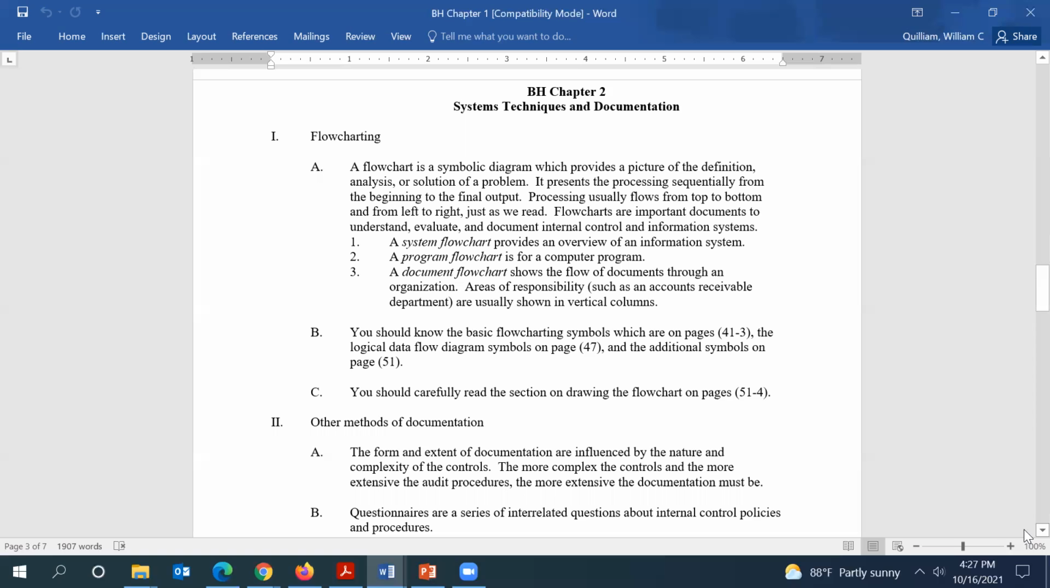A system flowchart provides an overview of an information system. A program flowchart is for a computer program. And a document flowchart shows the flow of documents through an organization. Areas of responsibility, such as the accounts receivable department, are usually shown in vertical columns. And you should know the basic flowcharting symbols in the book, logical data flow diagrams, the additional symbols. If you have a different edition of the book, your pages may vary slightly.